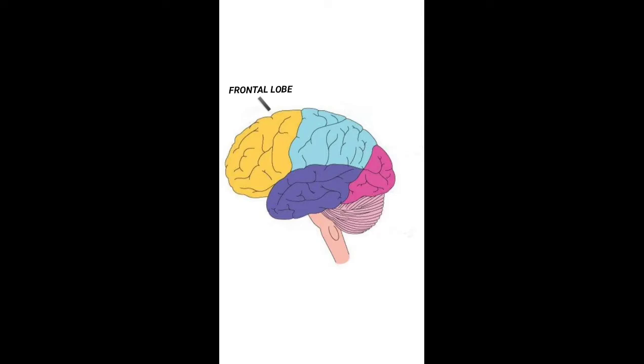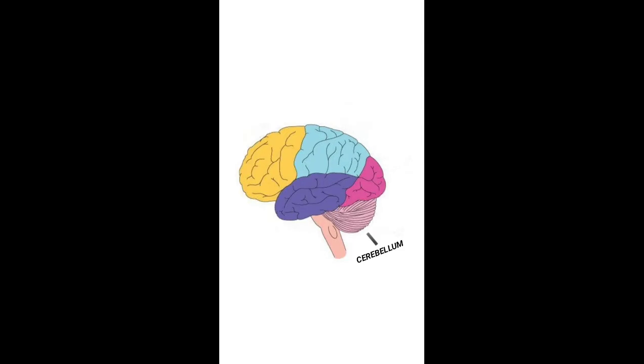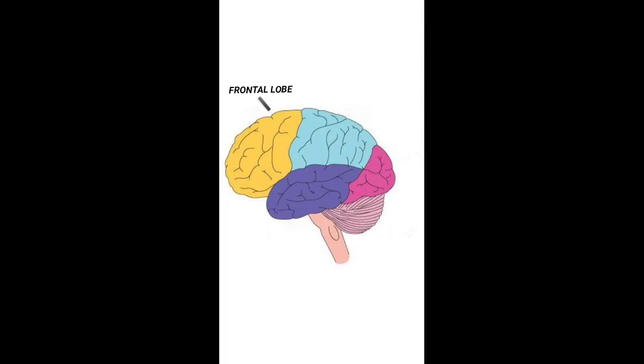We have the frontal lobe, parietal lobe, occipital lobe, temporal lobe, and the cerebellum. Let's look at what they are involved in. The frontal lobe is involved in processes such as reasoning, planning, speech, movement, emotion, and problem solving. So these are the types of things that are happening in the frontal lobe.